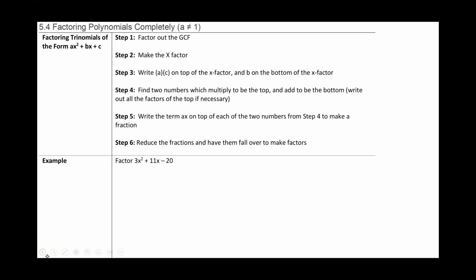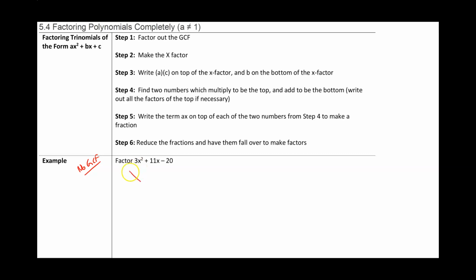In this section, we are going to talk about factoring polynomials where the leading term is not equal to 1. Like, for example, 3x squared plus 11x minus 20. So let's go through the steps. Step 1, factor out the GCF. In this case, we have no GCF, but if we did, we would, of course, factor it out.